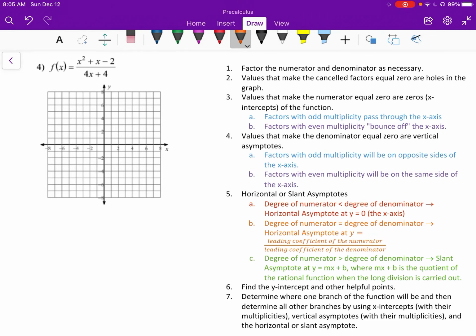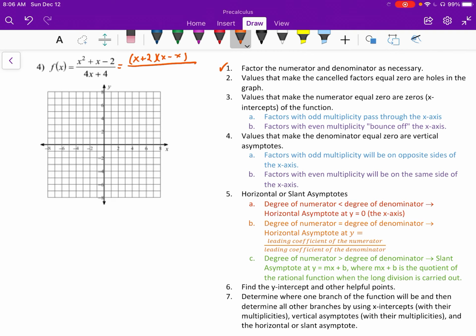We're going to look here at number 4, f of x equals x squared plus x minus 2, all over 4x plus 4. First thing we're going to do is factor both the numerator and the denominator if possible. So the numerator is quadratic. Looks like we can factor this into x plus 2 times x minus 1.